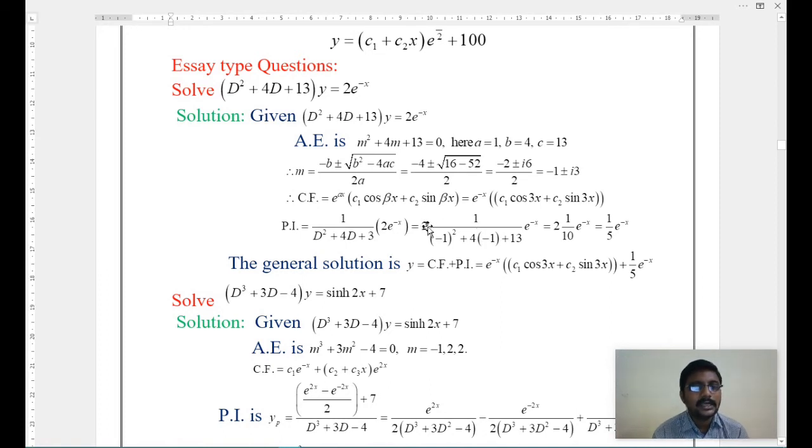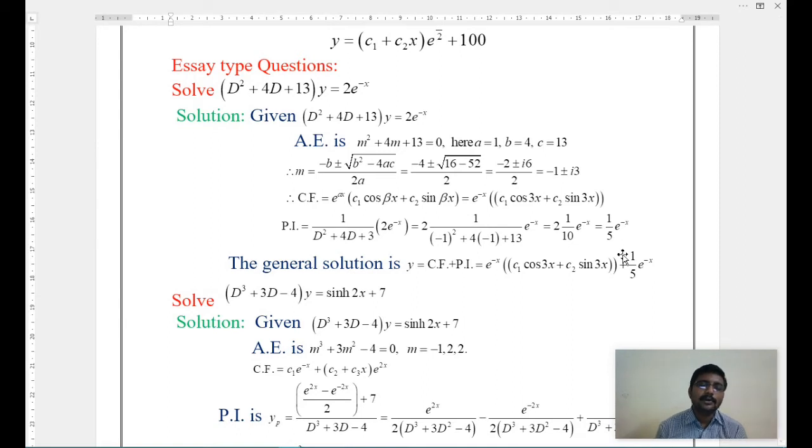Just take 2 as common, and we have to replace D with -1 because e^(-x) is compared with e^(ax). So that a value is -1, so we put D = -1. Putting D = -1, we get a non-zero number, that is 10. So 2/10 is nothing but 1/5. So (1/5)e^(-x) is the required particular integral. Now the complete solution or the general solution is the addition of two solutions, that is the complementary function and the particular integral. So it is the required general solution.